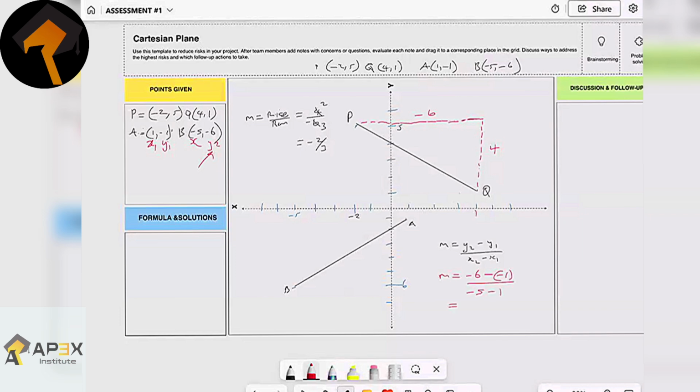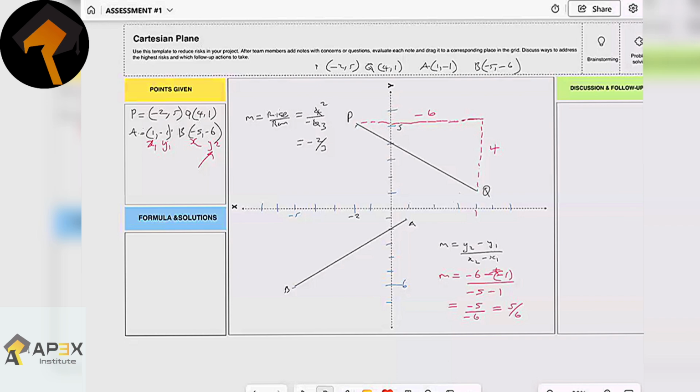So that's going to be equal to negative... so negative by negative is positive. Negative 6 plus 1 is negative 5. And negative 5 minus 1 is negative 6. This reduces to positive 5 over 6. So that is what would have gotten you your answer. All right.